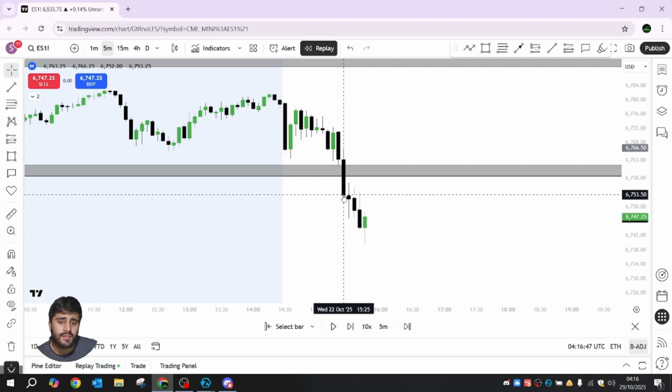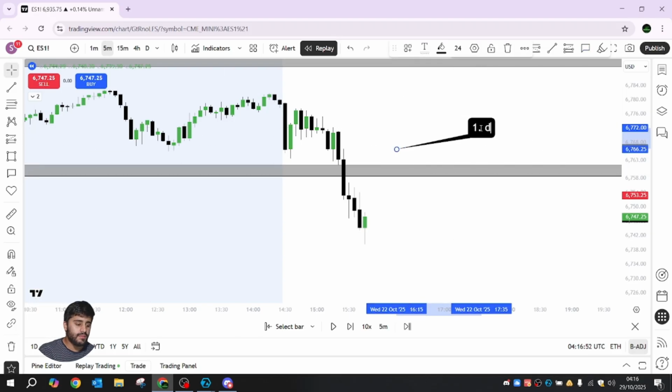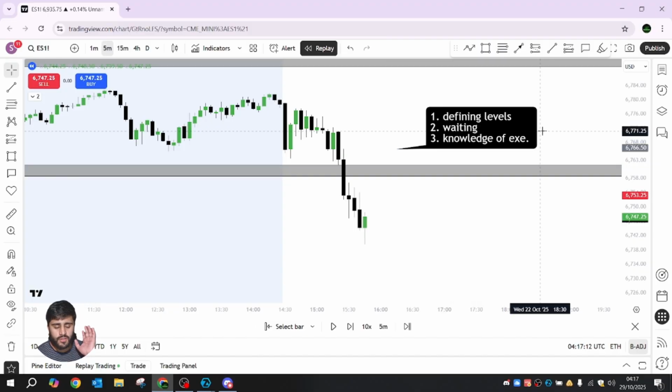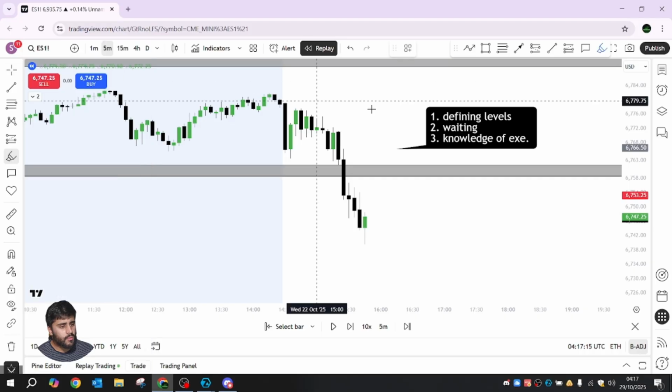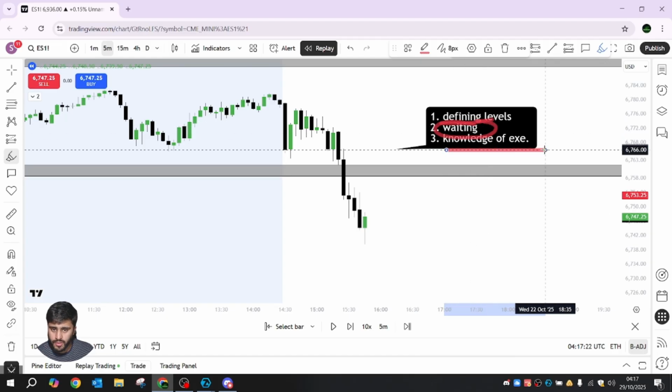So if you're inconsistent, you have a problem in one of these three areas, right? You either have a problem in defining levels. You either have a problem in waiting for levels, so you don't know what you're waiting for, or you have a problem in knowing what to do at your level. So it's about knowledge of execution. I'll just write EXE, knowledge of execution. So if you find yourself FOMOing into a trade, it's because of one of these three things. You either don't know how to define your levels, you don't know what you're waiting for, or you have no knowledge of execution.